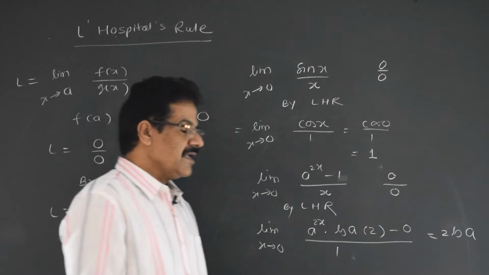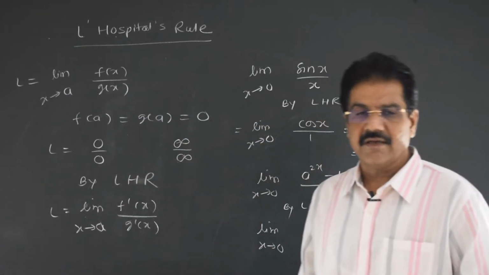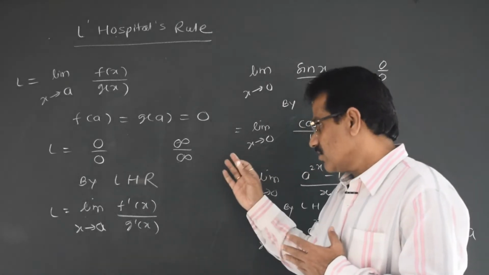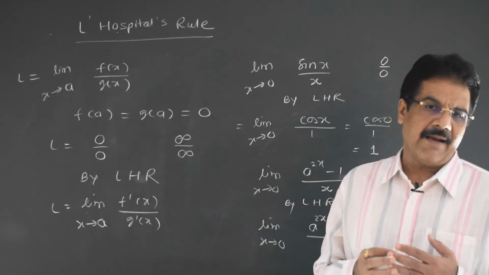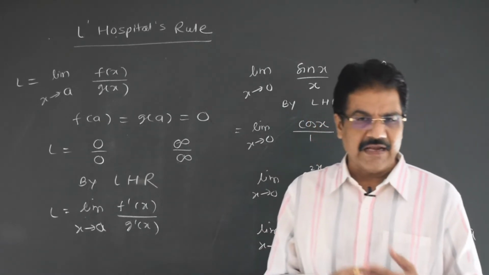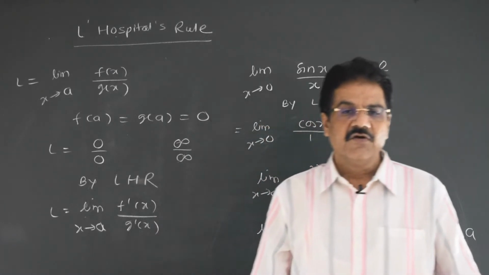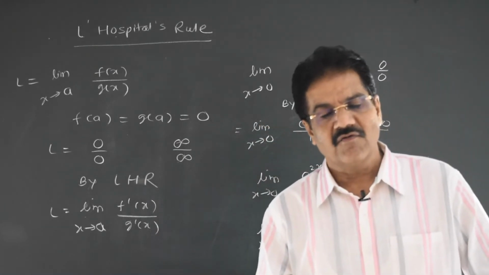So this is one of the best techniques for finding the limiting value of a function, but there is a limitation. This rule can be applied only and only when the limiting value is in the form of 0 upon 0 or infinity upon infinity, which is called indeterminate form.